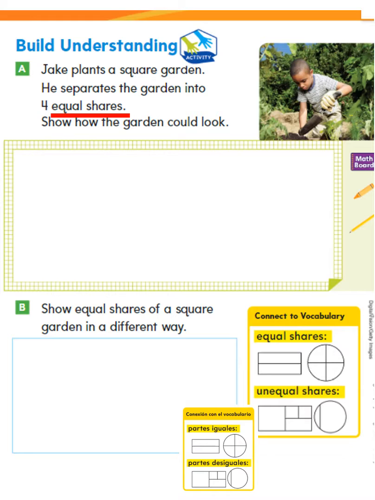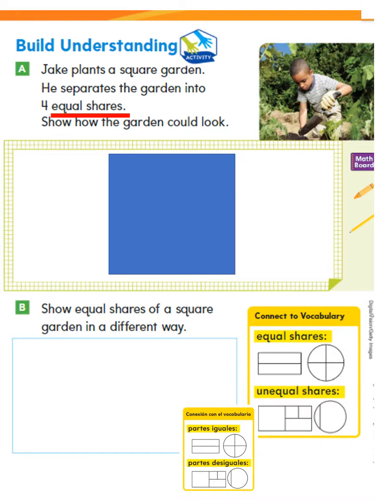Partes iguales. Let's start out by planting our square garden. Okay, now we need to make 4 equal shares. Let's start off with 2. If I draw a line across the middle, I have now 2 equal shares.